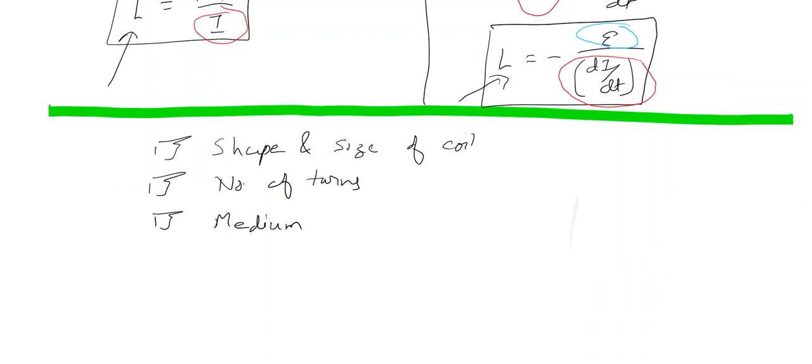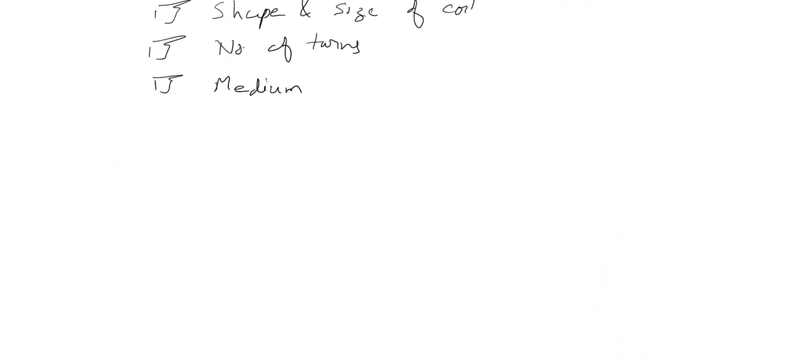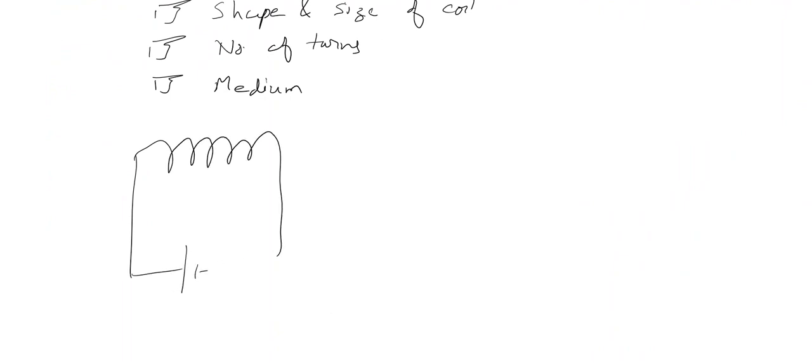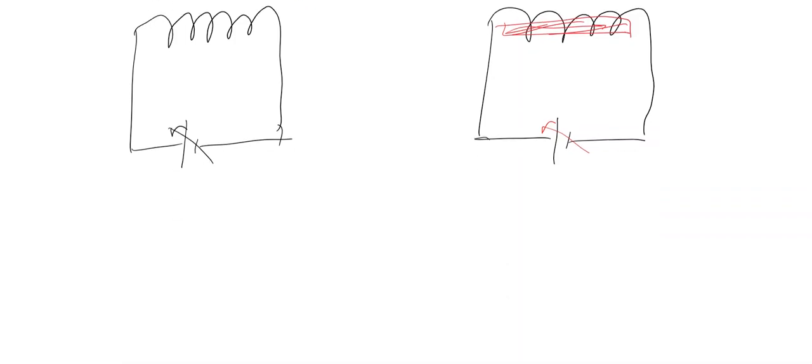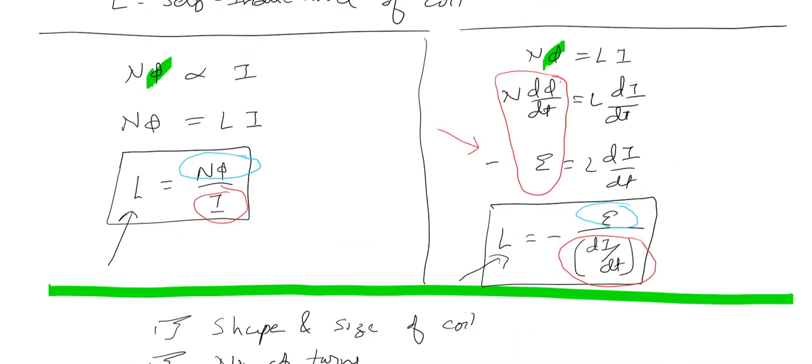So if you have one coil, say with air inside, and you change the voltage, you will have some induced EMF. But if you introduce some soft iron bar inside it and repeat the experiment, you will see that the self-induced EMF will change. So what you have inside the coil is also an important parameter. So this is the phenomenon of self-induction.